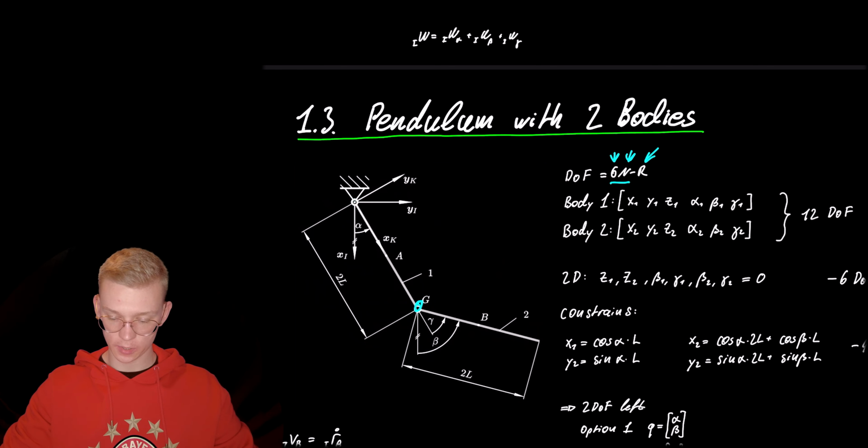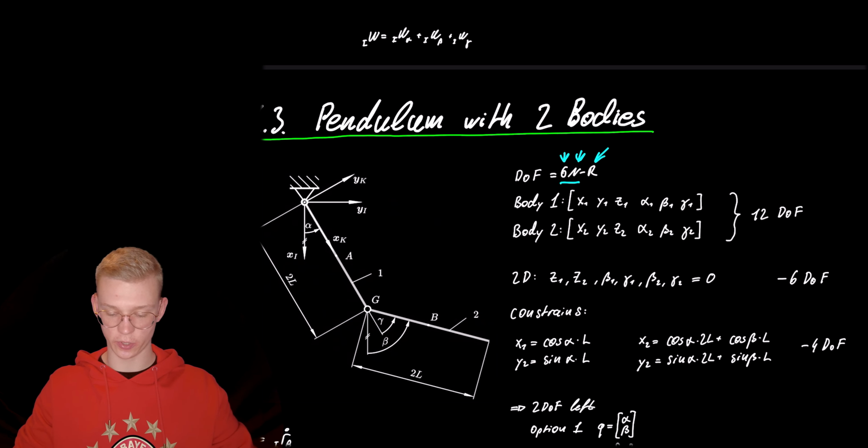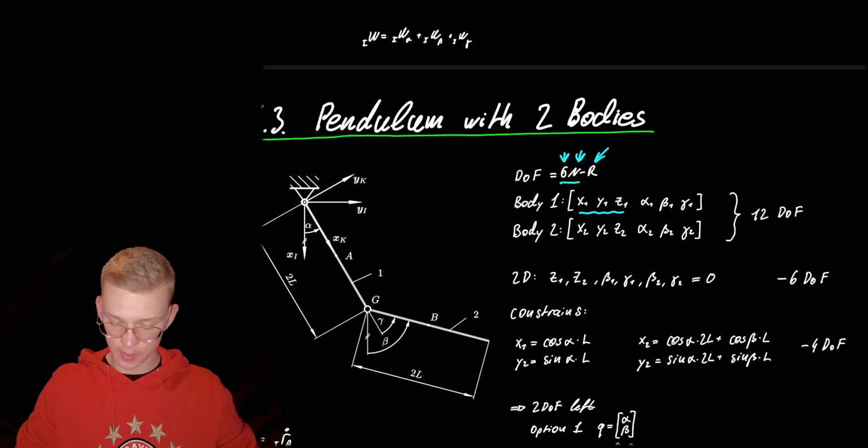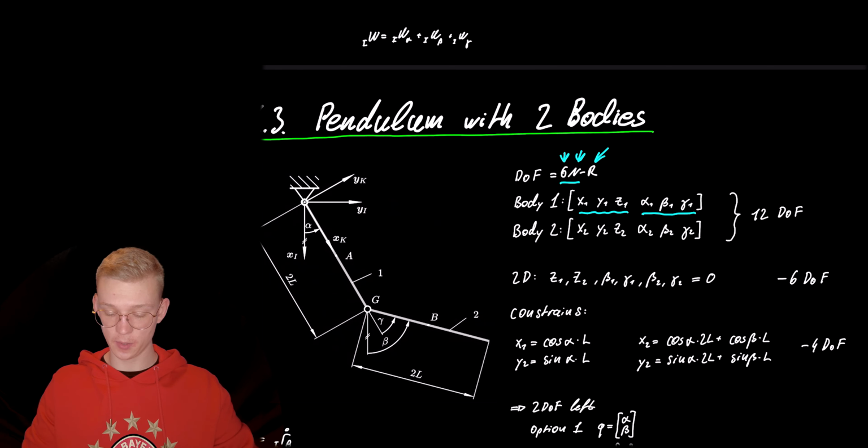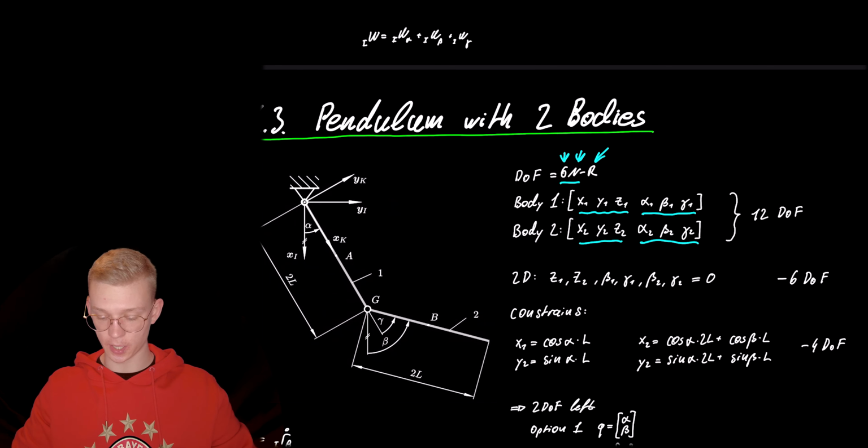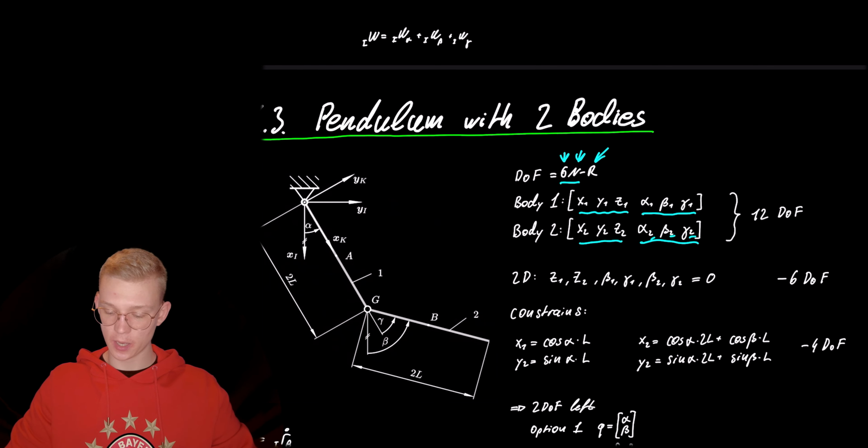So the next thing is we just write everything out as if we had no constraints. So body 1 has x, y, and z, and the rotation alpha, beta, and gamma. Then of course the second body has also x, y, and z, and the rotations alpha, beta, and gamma, but in this case for the second body. And together we have 12 degrees of freedom.